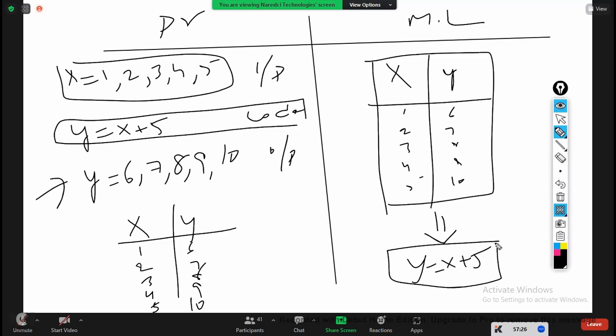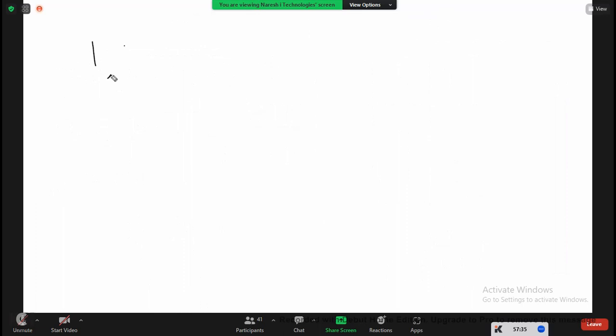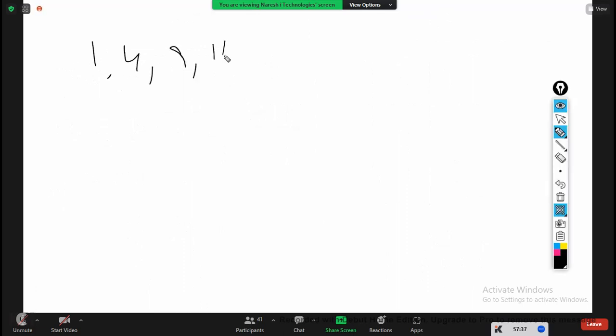If you give the input and if you give the output, the machine will tell this one. Sir, how? Generally, a common question: 1, 4, 9, 16, 25. What is the next number?